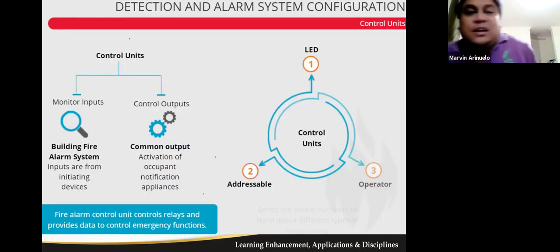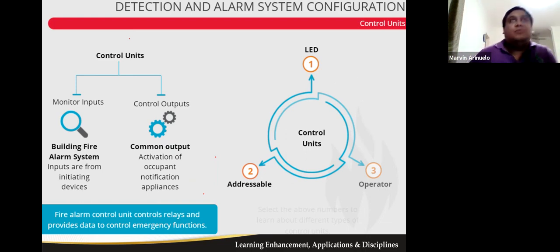Control units, there are two things: monitor input. What is that? That is the building fire alarm system. Inputs are from initiating devices, H, S, and F. And output, common output, is activation of occupant notification appliance or interface to another system. And control units can be LED, addressable, or operator.